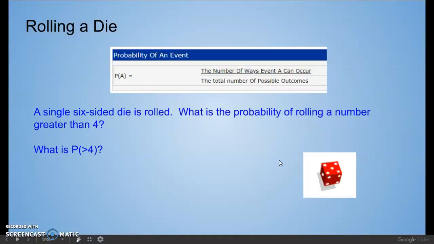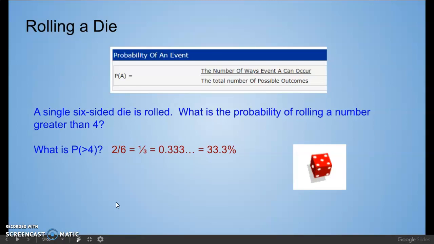All right, so let's try this one, rolling a die. I'd like to have you pause the video and give this one a shot. A single 6-sided die is rolled. We're going to assume that everything today that we talk about is fair. So let's say it's a fair 6-sided die. What is the probability of rolling a number greater than 4? All right, so pause the video and try and figure that out. And when you're ready, start the video going again.